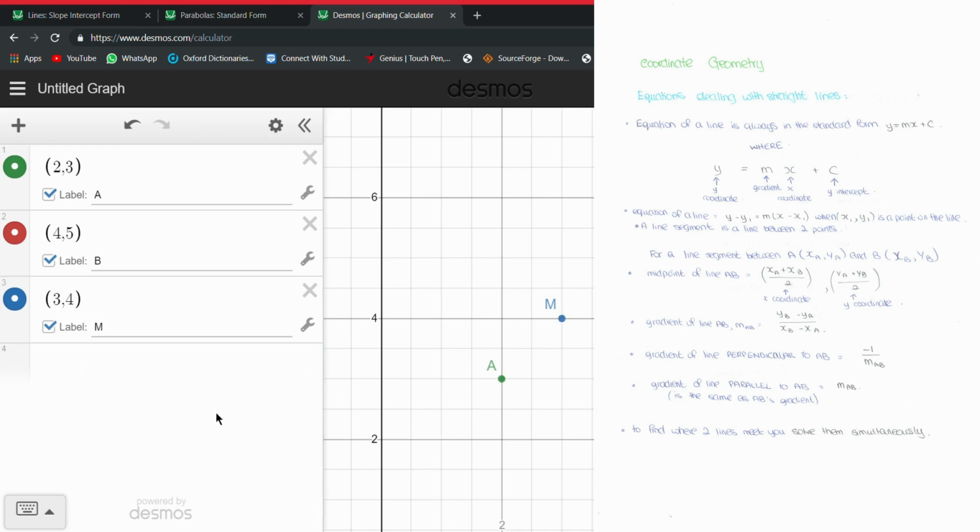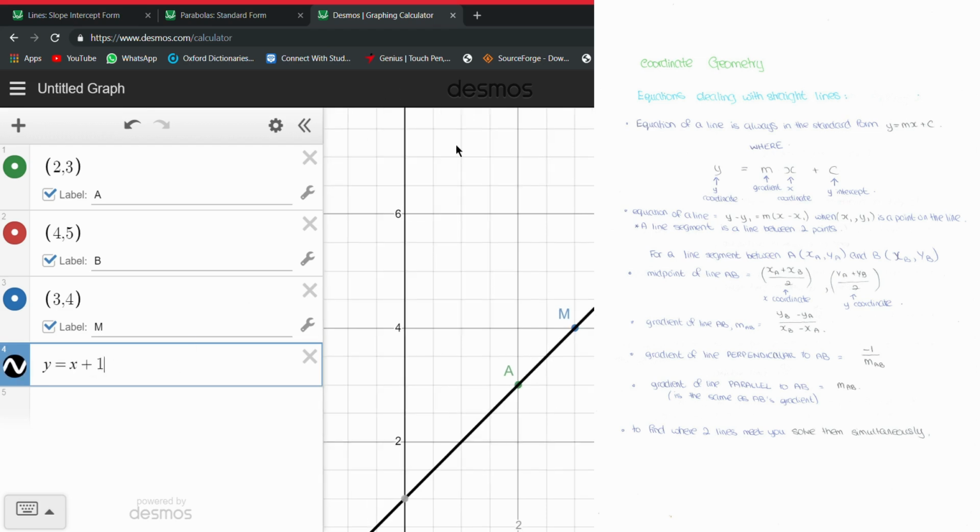Now, the next thing to note, and this is just something to note: the gradient of a line perpendicular, so at right angles to this line, going this way, is equal to -1 over whatever the gradient is. In this case, our gradient is 1. So -1 over 1 would be equal to -1.